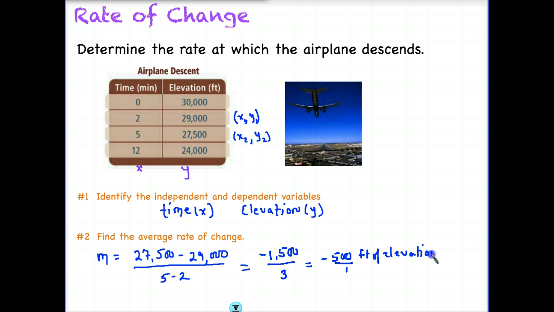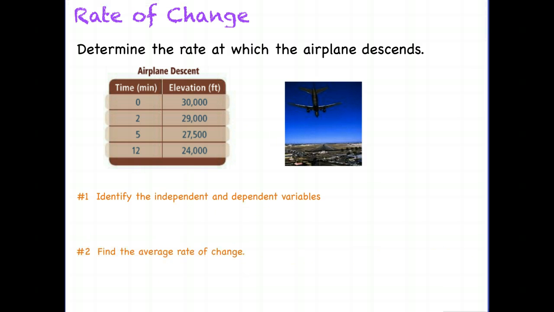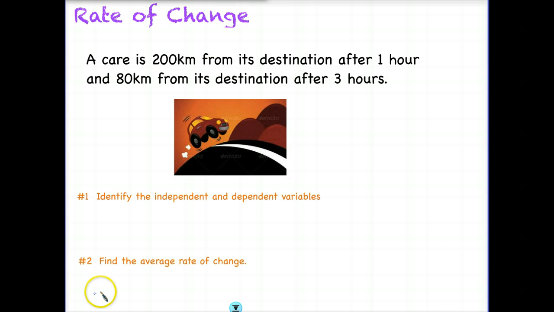per, which means over, per minute, which is our time. So I'm just going to say per minute. So this means that our airplane descends at a rate of 500 feet per minute. It loses 500 feet of elevation every minute. So whenever you're doing rate of change, make sure to divide out your final answer. Do not leave it as a fraction, and include your units.